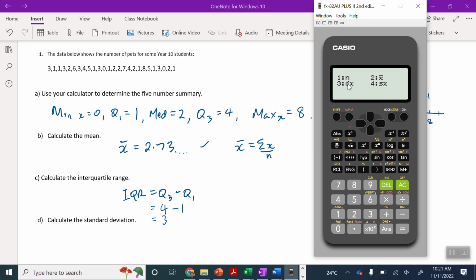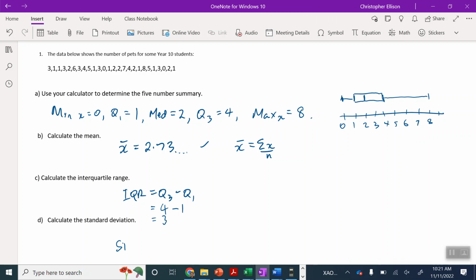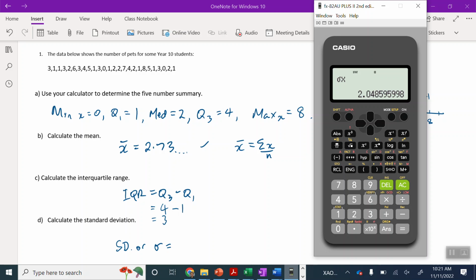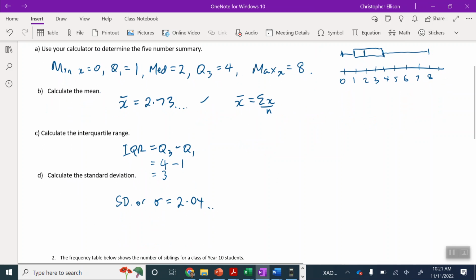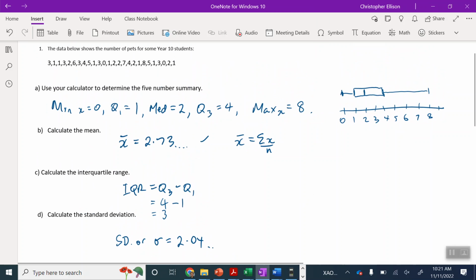Now, there's 2 standard deviations. There's a population standard deviation and a sample standard deviation. Now, I'm just going to say that it does say for some, so it probably is a sample. But we're going to go with the population one, which is 3 here. They should be fairly close to one another. So our standard deviation, SD, or you could put sigma for that one. Okay, sigma is 2.04. Okay, around about 2. So that's how we do it for individual scores.